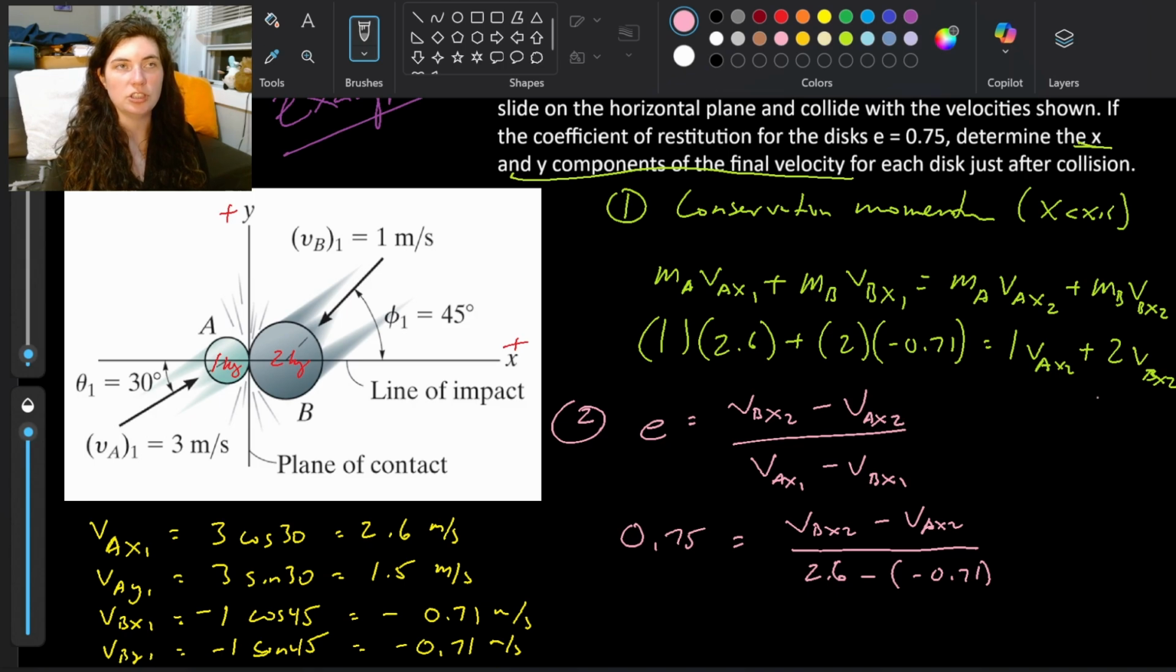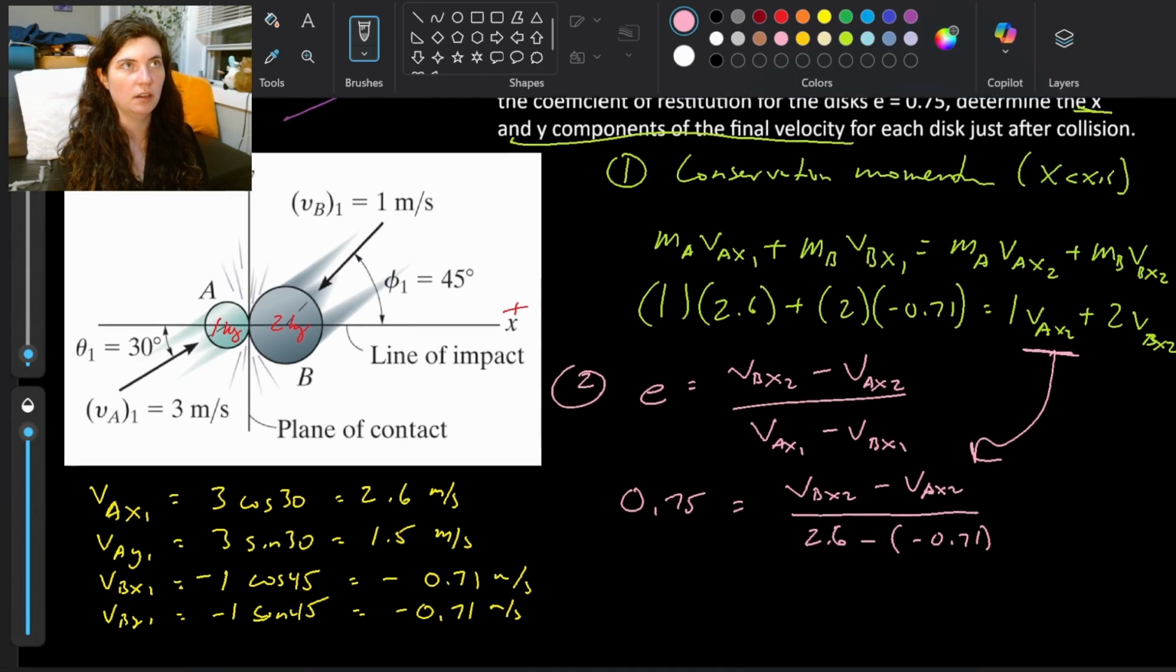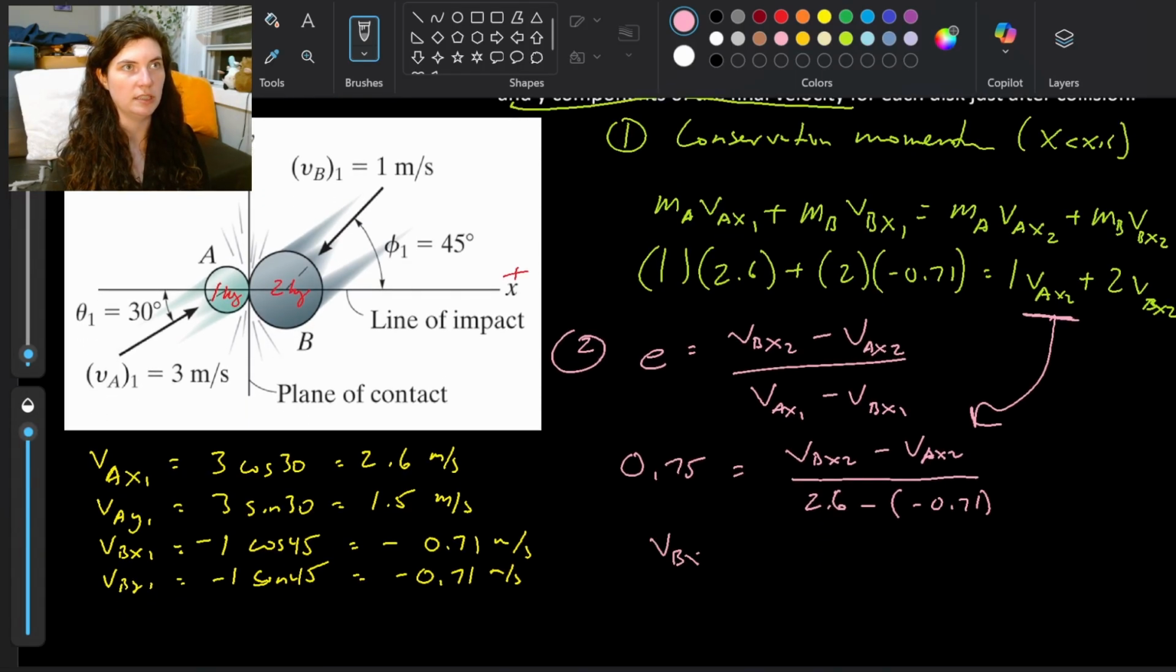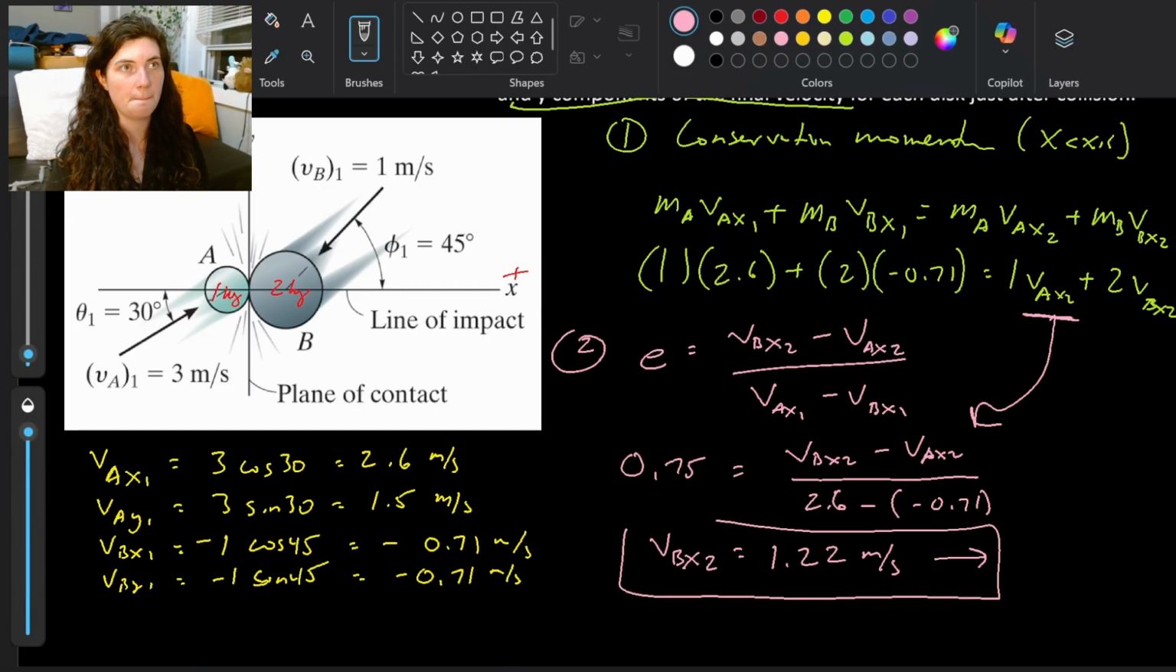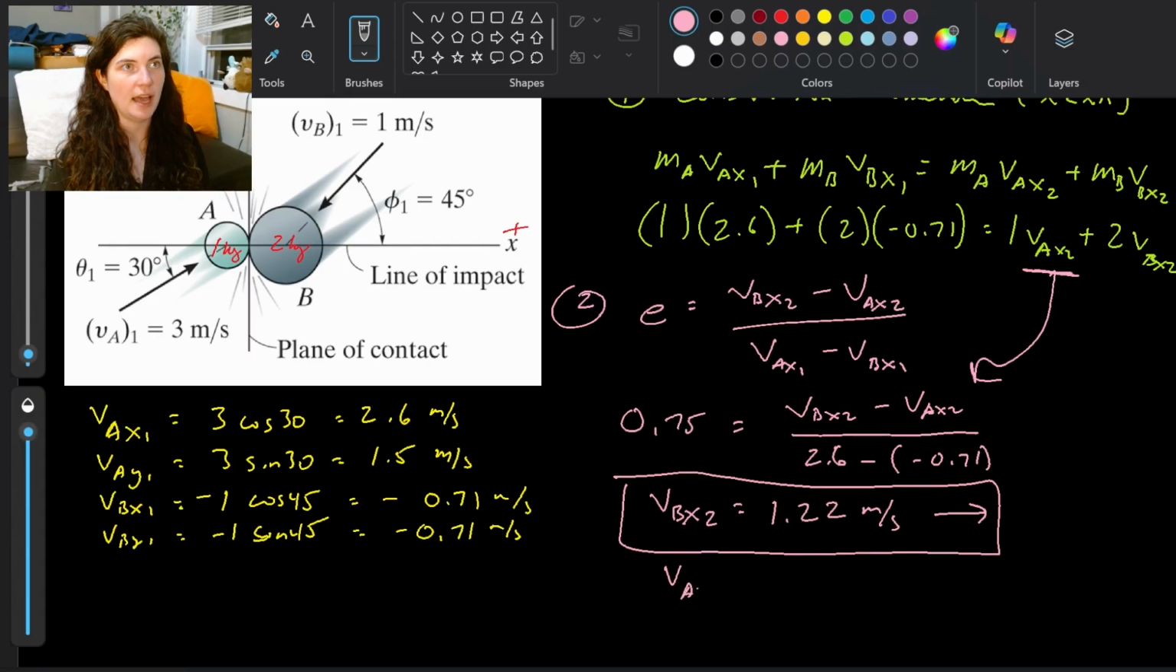So now I've got these two relationships, these two equations, I can plug into my calculator and solve. Right? 2 unknowns, 2 equations. I would probably solve for this VAX2 term in the green equation and plug it in over here to solve for my VBX2. But I will spare you the details on that and tell you that our final velocity for VBX2 is a positive 1.22 meters per second. So it was positive. It is moving to the right for this one. And then our VAX2 came out with a negative number. So A is moving in the negative x direction, 1.26 meters per second to the left.